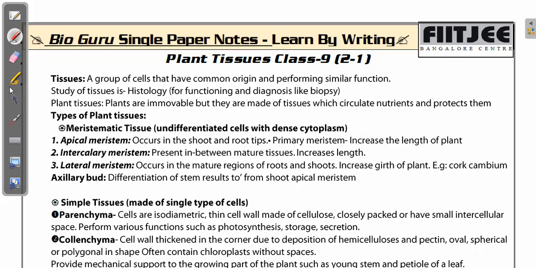So tissues are a group of cells, and they have common origin, and also they will perform similar function, as far as most of the tissues, with rare exceptions as well. The study of tissues is called histology, and it has a very important function in understanding the growth and also the diagnosis, like biopsy, autopsy, and how diseases can be cured. So most of the medicines will work against the tissues. Later they will be introduced to the living things.